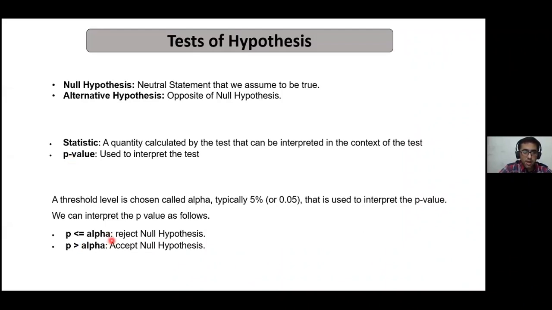For example, if my p-value is less than or equal to alpha, we reject the null hypothesis, or we reject the statement that we made in the null hypothesis. If my p-value is more than alpha, we accept the null hypothesis, or we accept the neutral statement that we have made in the null hypothesis. So this is the basics of hypothesis. Now, moving on to various tests and hypothesis.